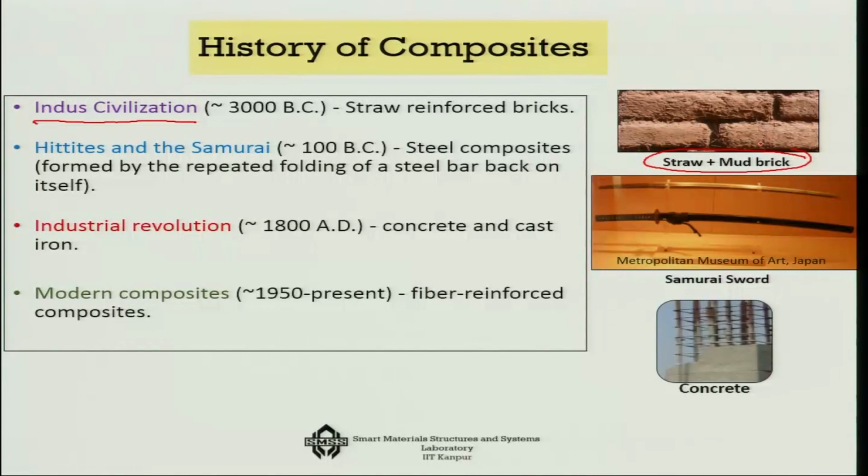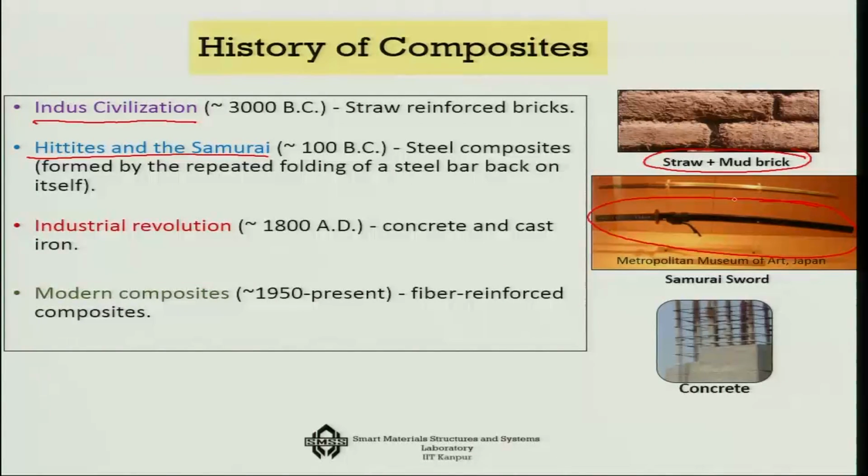Another interesting example of the composite is the samurai's steel composites, which is of course used for the famous samurai swords. So there the steel composites, you may say that's the beginning of something like cast iron kind of things, but they have two different types of metals or metallic systems which are actually bonded together through heating and beating procedure.